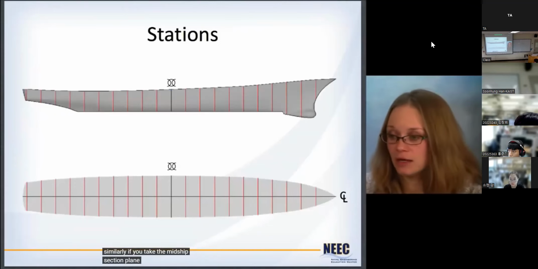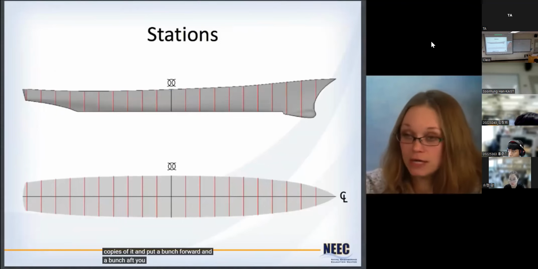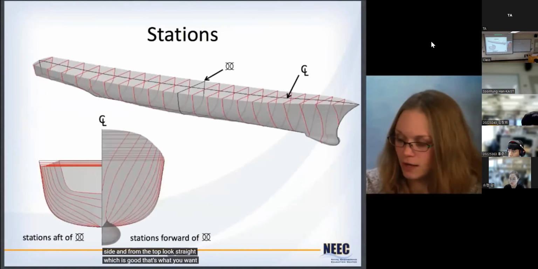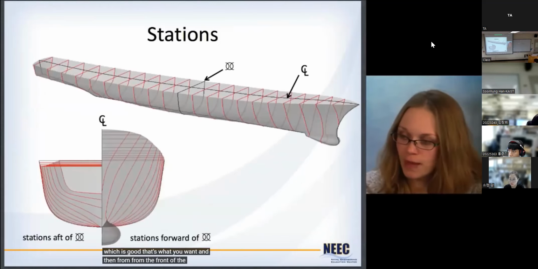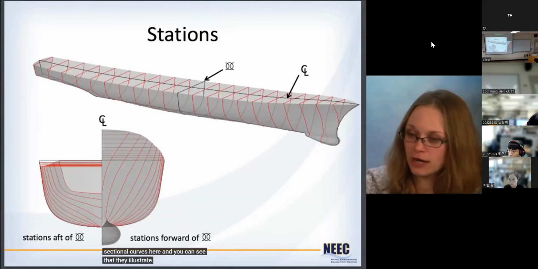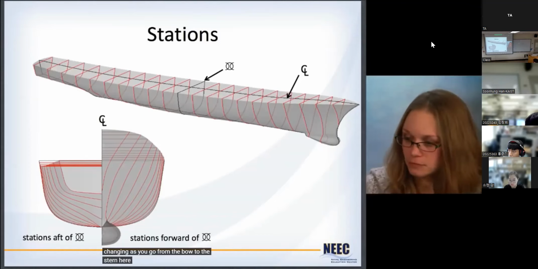Similarly, if you take the midship section plane and you take a bunch of copies of it and put a bunch forward and a bunch aft, you get what are called stations. The stations here from the side and from the top look straight, which is good. That's what you want. And then from the front or the back or from this oblique view, now you get these sectional curves here. And you can see that they illustrate how the hull is changing as you go from the bow to the stern.